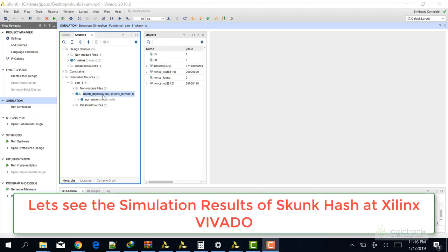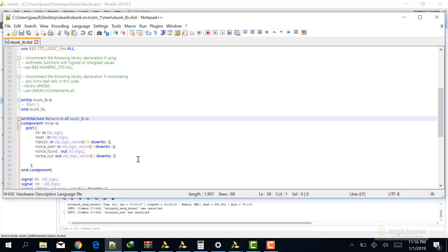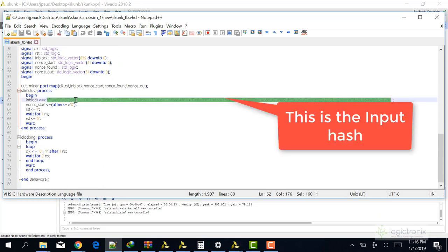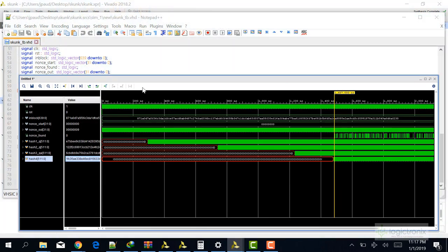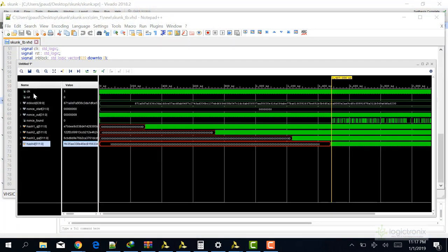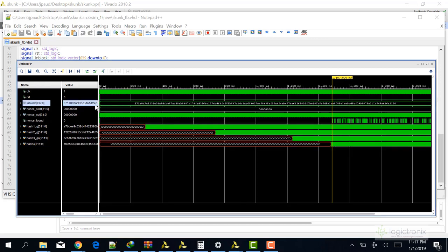So this is Vivado and I've already loaded the project and this is our input, and let's check the simulation result over here. So yes, this is the required input and this is the nonce system. We begin the nonces from here. And this is the required nonces out, and this nonces found is asserted whenever we get the required nonces that meet the target difficulty.